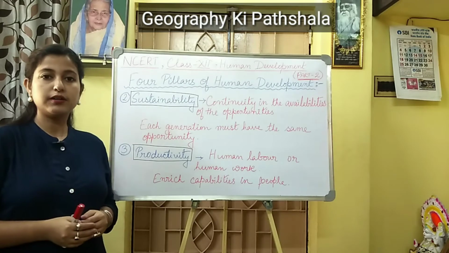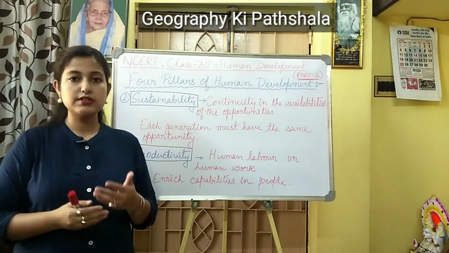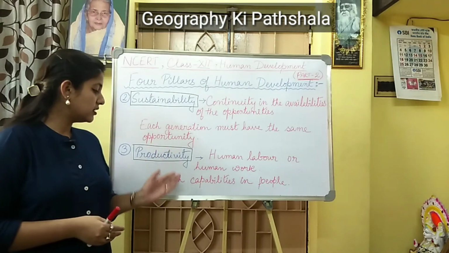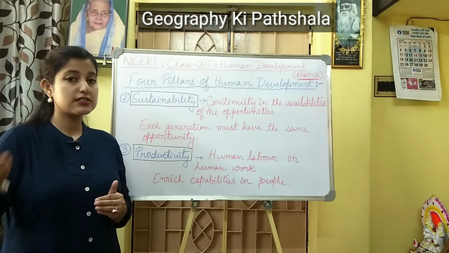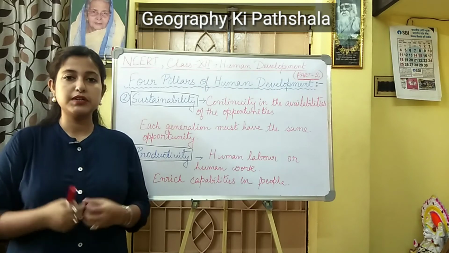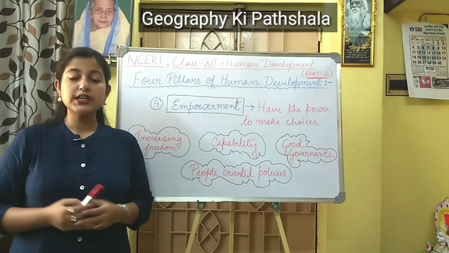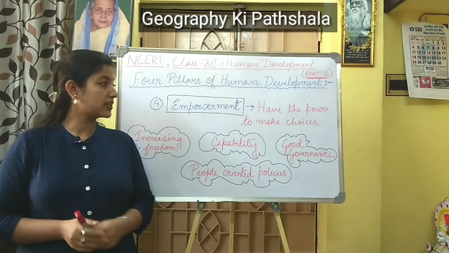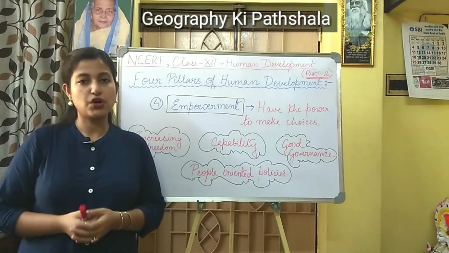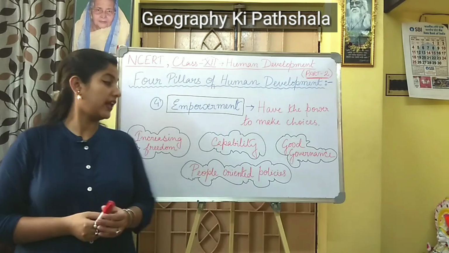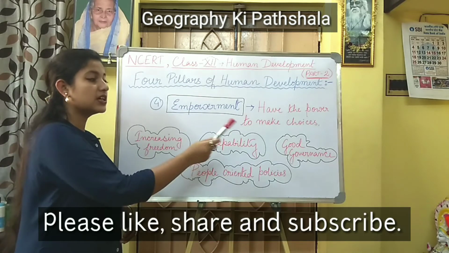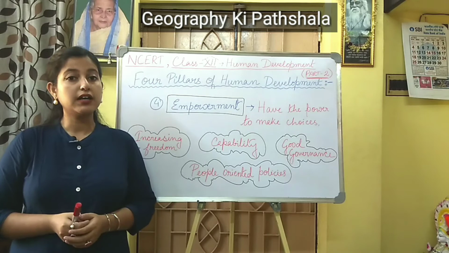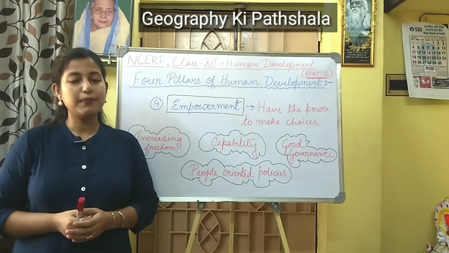Now let's see the third point, which is productivity. Here it is discussing human labor or human work, and how to enrich the capabilities in people. In the last point, which is empowerment, it is discussing having the power to make choices. There are some other points also, like increasing freedom, capability, good governance, and people-oriented policies. These are also factors that enrich empowerment.